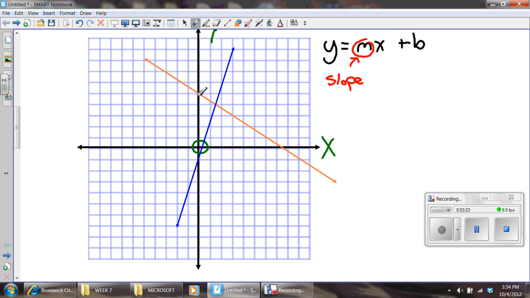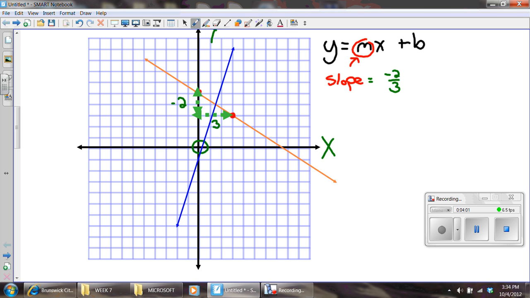Let me find 2 points. That looks like a point, and it looks like I got another one there. So I'm going to count down from one point. Down 1, 2. Looks like I counted 2 in the negative direction, so I've got a -2 for my rise. And then I'm going to go from there over 1, 2, 3. So it looks like my run is a +3. So my slope is -2/3.